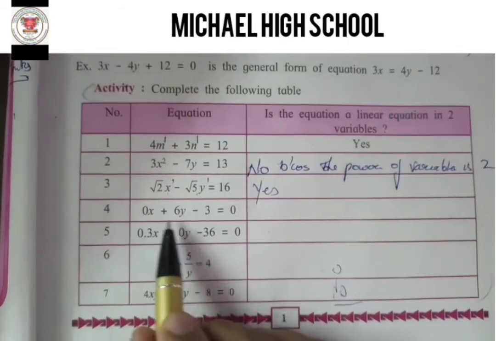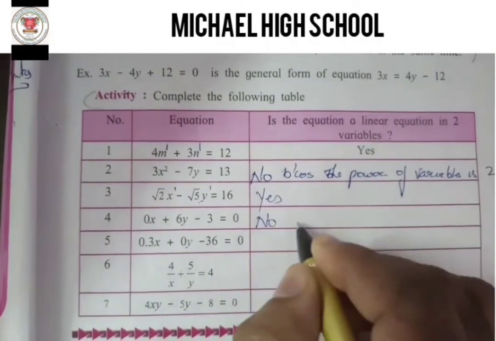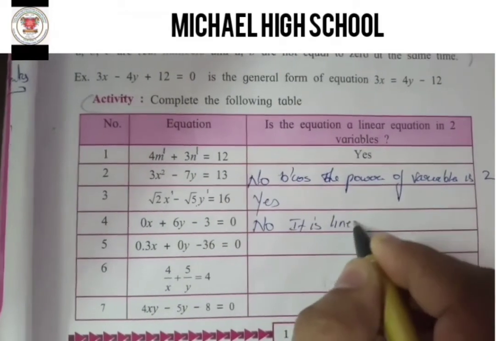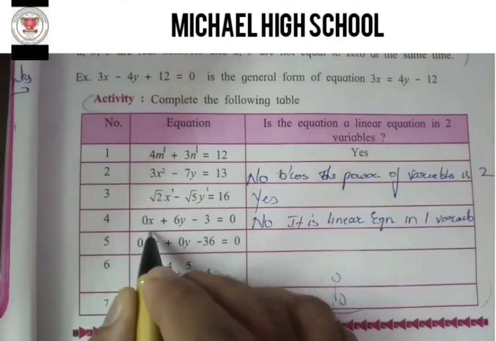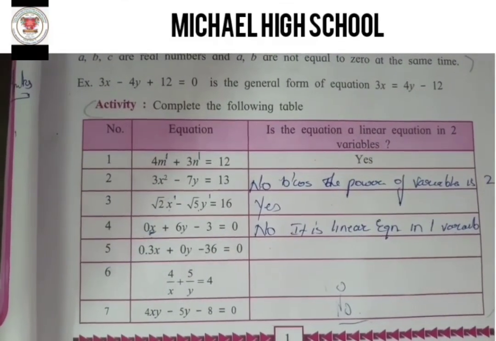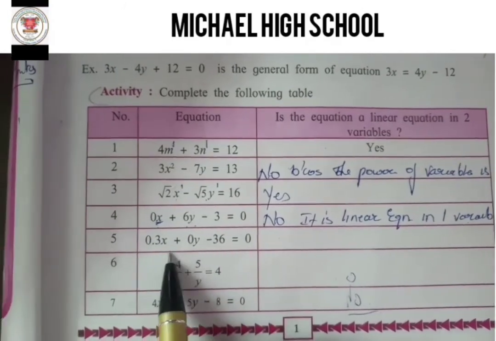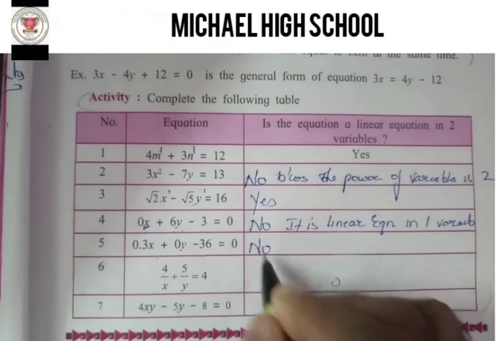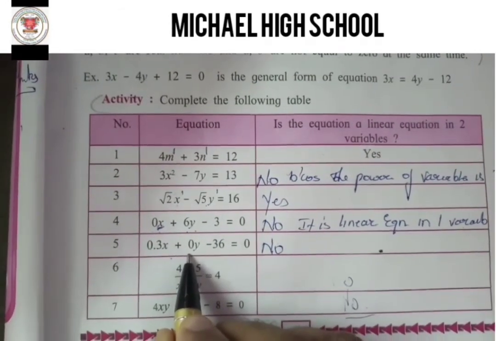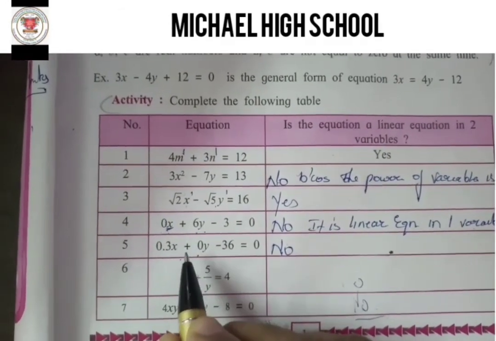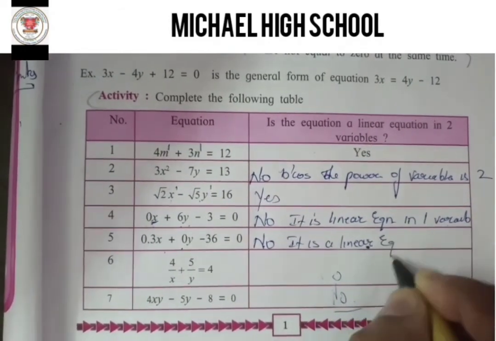Fourth equation, 0x plus 6y minus 3, is it a linear equation in two variables? No, it is a linear equation in one variable. Now you'll ask me why? Because the coefficient of x is 0, where a is 0. So when the coefficient of x is 0, there is only one variable, that is 6y. Next equation, here also, it is not a linear equation in two variables. Why? Because the coefficient of y is 0. As in the general equation I've told you, a and b should not be equal to 0. So it is a linear equation in one variable.